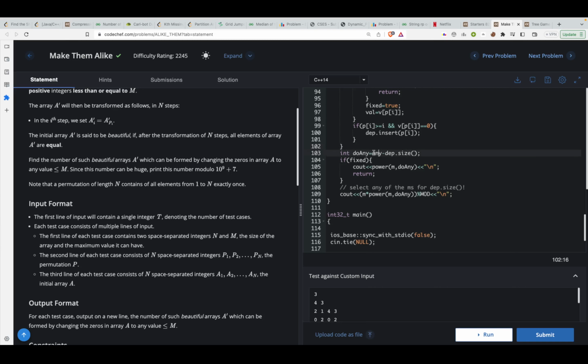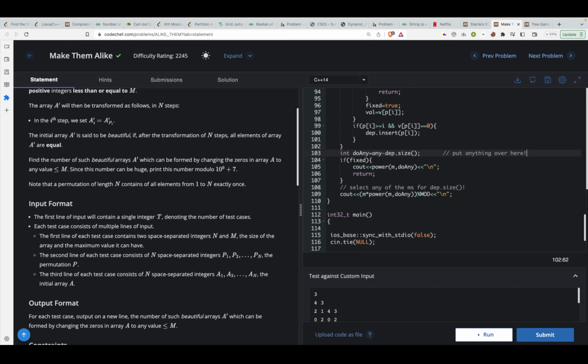Now I need to check for the 0 values at which I can put any sort of value, right? So that would be the values which are not important but are zeros. So that would be given by any minus dep. I can actually change this like I told. But anyway, any minus dep dot size would give me the do any count, where I can put anything over here. Put anything.